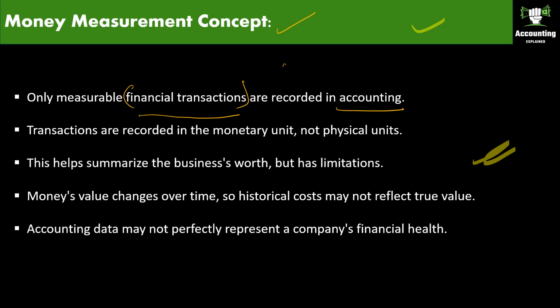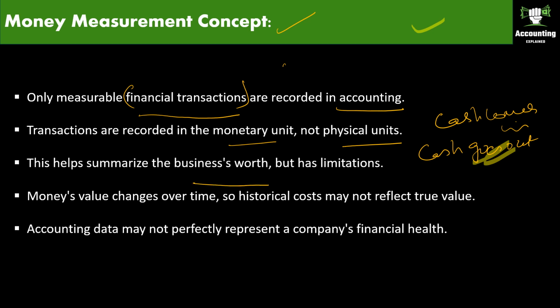So it uses only rupees and paise, not kgs or quantities. Transactions are recorded in the monetary unit and not in physical units. We write down transactions: how much cash comes in, like in terms of tea sales, etc., and how much cash goes out for purchasing sugar, tea, milk, etc. So this helps to summarize the business's worth, but has its own limitations.